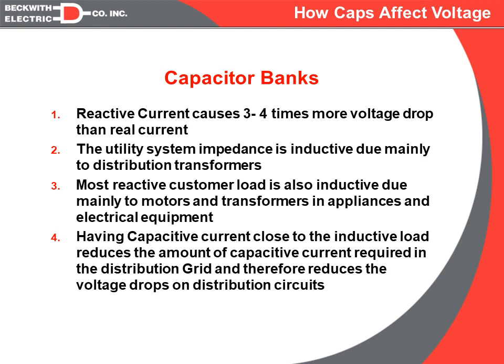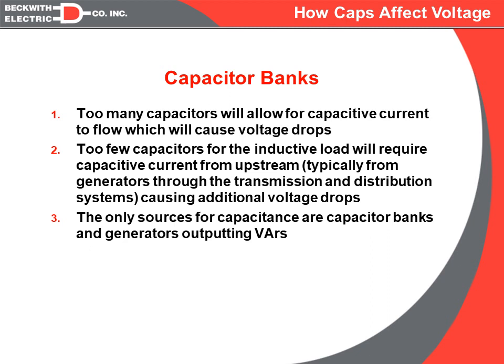Therefore, if we can use capacitor banks closer to the load, we can reduce the amount and the distance that the reactive current has to flow to that load, and therefore reduce our voltage drop. So, if we have too many capacitor banks, though, that is just as bad as too few, because now, instead of excess reactive current, we will have excess capacitive current, and that capacitive current will flow back to the distribution substation to find inductive load somewhere else.